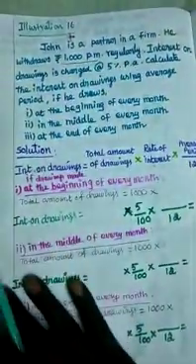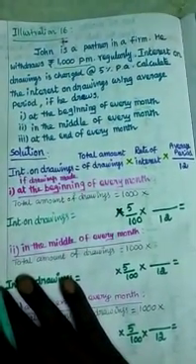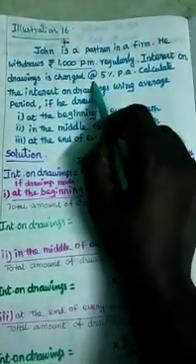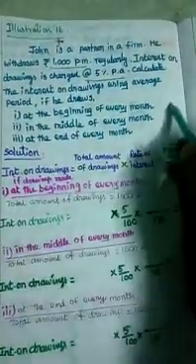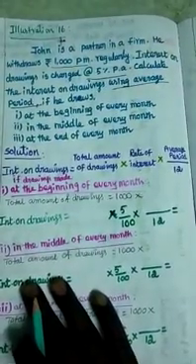John is a partner in a firm. He withdraws rupees 1000 per month, regularly. So regularly means sequentially he is getting the amount. Interest on drawings is charged at 5% per annum. For per year they have said 5% interest can be charged on drawings. Calculate interest on drawings using average period. So they ask us to calculate interest on drawings under the average period method.